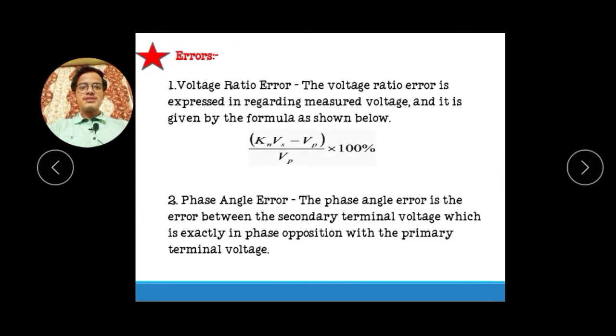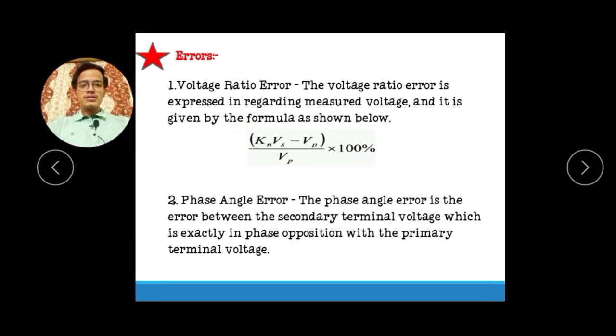So next is error. What are the errors in the PT? Voltage ratio error. Voltage ratio error means this error is caused by the core loss of the instrument transformer, and that is why we are getting less voltage at the secondary of the PT. This error is known as voltage ratio error. This can be given by this formula.